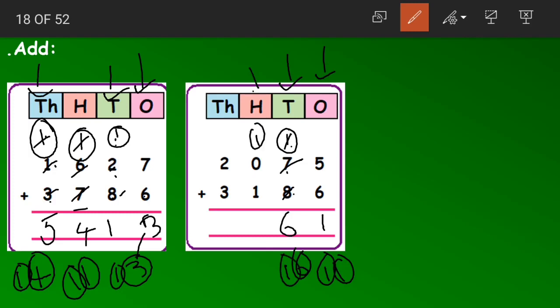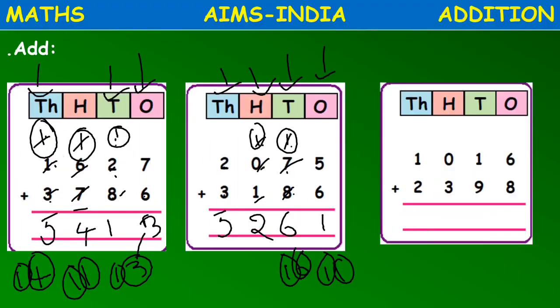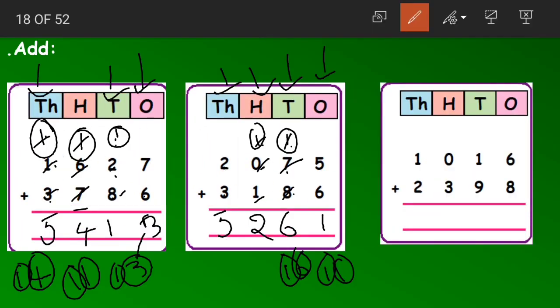In the hundreds place we have 1, 0, 1. Now 1 plus 0 becomes 1 and 1 plus 1 becomes 2. And in the thousands place we have 2 plus 3 which is equal to 5. Yes children, yes. So 5261 is the correct answer here. Moving on to the last question.